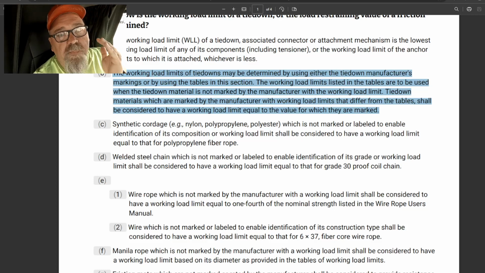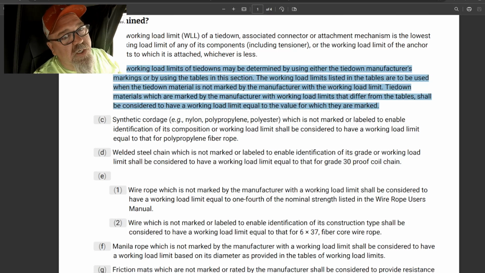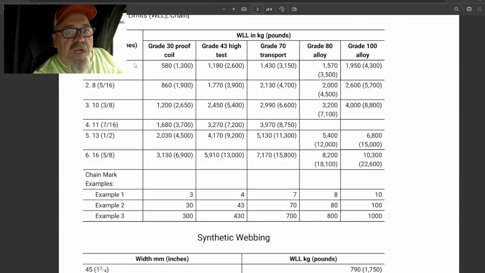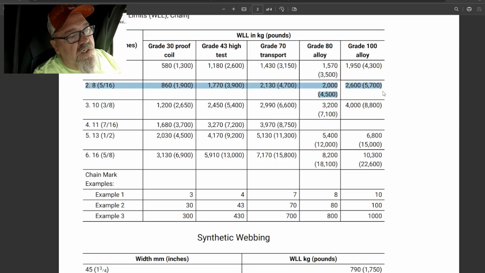But if you cannot prove it because you can't see the stamping on it, it goes back to the lowest rating, which is a grade 30 coil chain, only rated at 1,900 pounds. So that's what the DOT will give it. As you can see, let me scroll down and I'll show you that chart. Here we're going to find the grade 70 or the 5/16. Here is the 5/16 chain right here. I was talking about the grade 70 transport chain rated at 4,700 pounds.